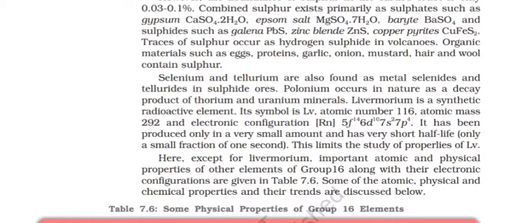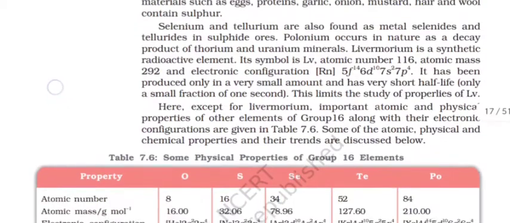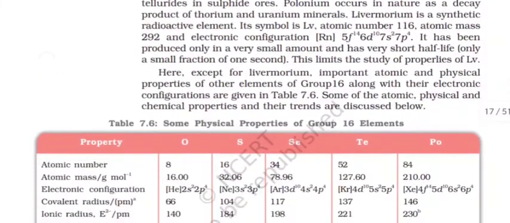Its symbol is Lv, atomic number 116, atomic mass 292, and electronic configuration [Rn] 5f14 6d10 7s2 7p4. It has been produced only in very small amounts and has a very short life, a small fraction of 1 second. This limits the study of the properties of Lv.